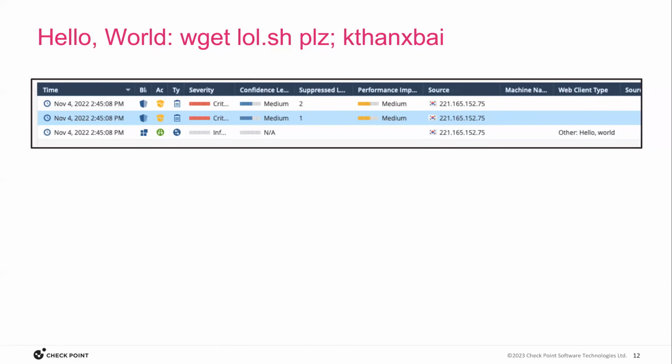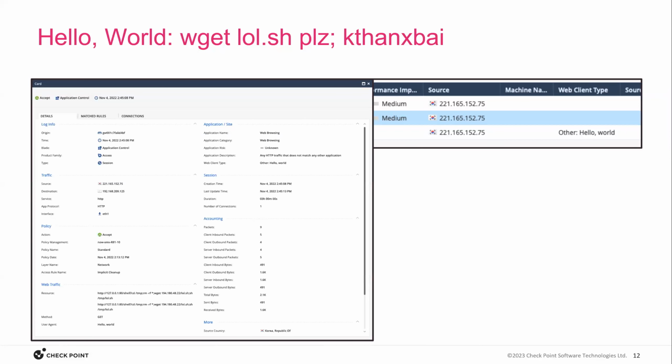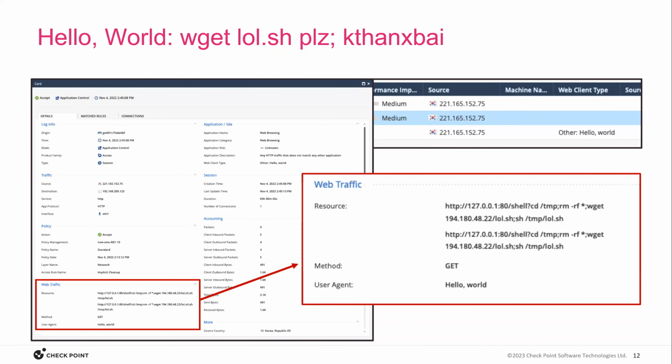And this one was interesting because I saw traffic coming from North Korea, and don't worry, I'll make this bigger because I know it's an eye chart, where the user agent of the traffic coming from North Korea was identifying itself as Hello World. So this seemed really strange.